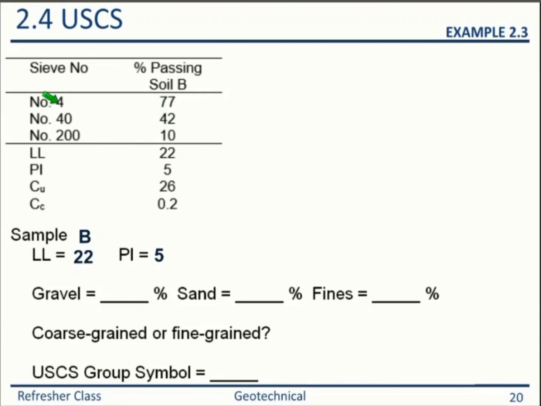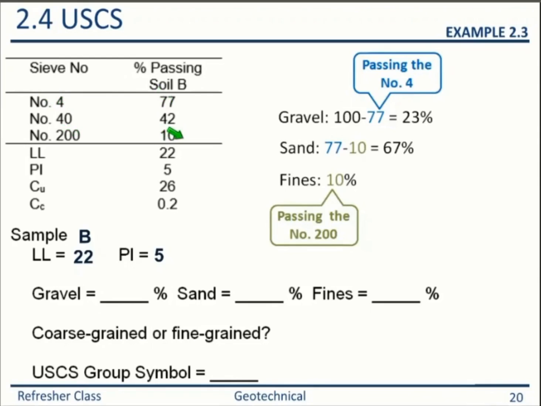What is the percentage of sand here? 67, right? 77% is passing through number 4. 10% is passing through number 200. Therefore, sand is 77 minus 10, which is 67. Gravel is 23. Sand is 67. Obviously, your fine, which is clay and silt, is 10%. So obviously, 90% is coarse grain soil. Therefore, it's a coarse grain soil.